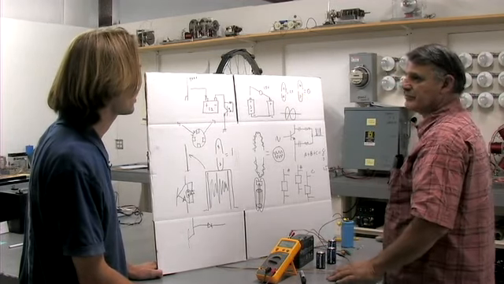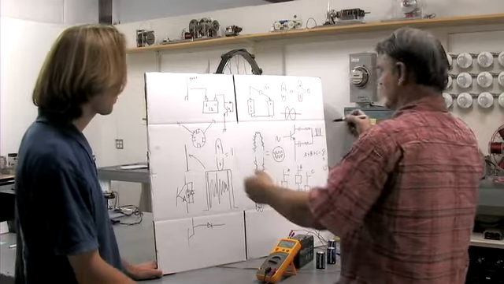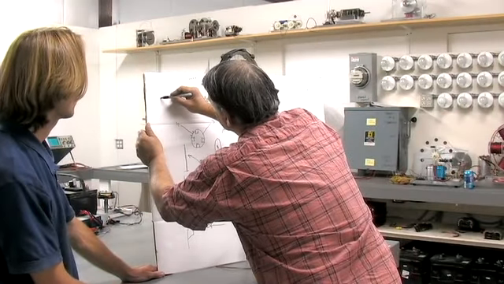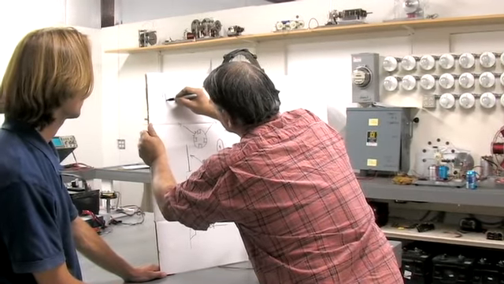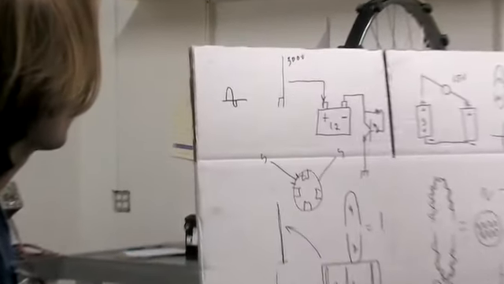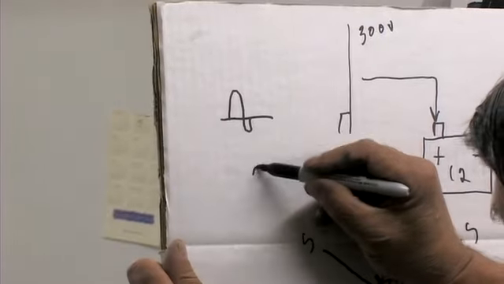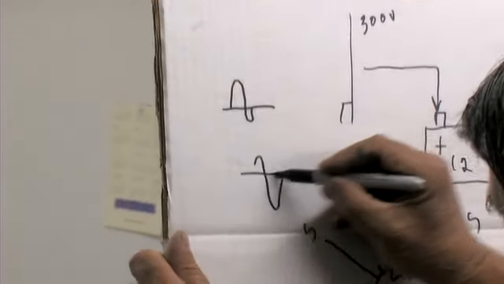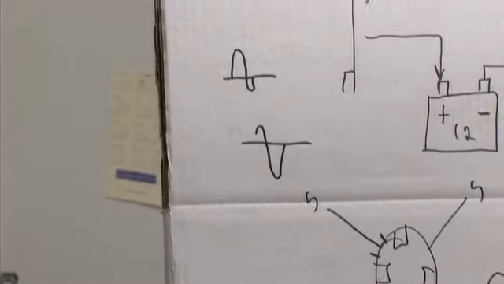So in essence, I'm looking at a wave that may look like that. Or I'm looking at a wave that may look like that. Now what's the motor wave look like?